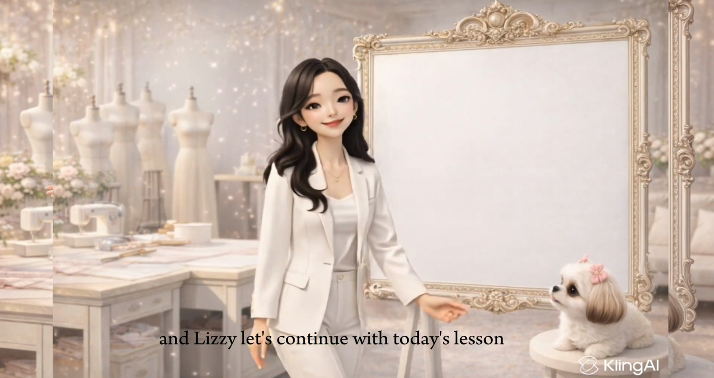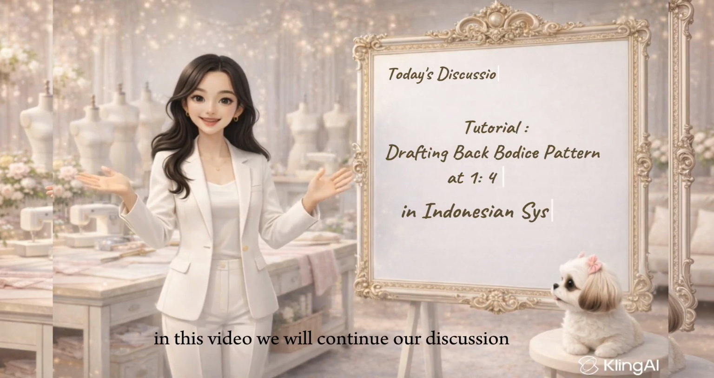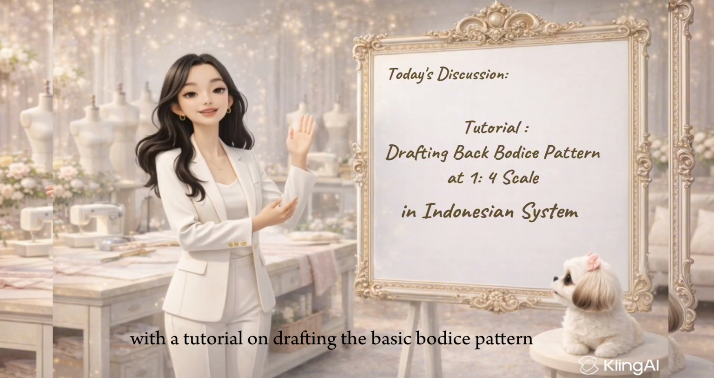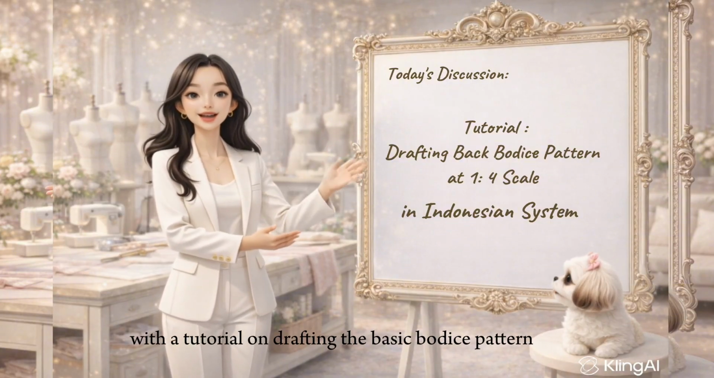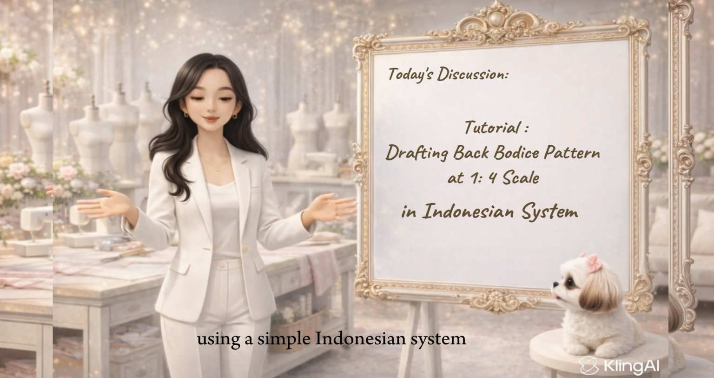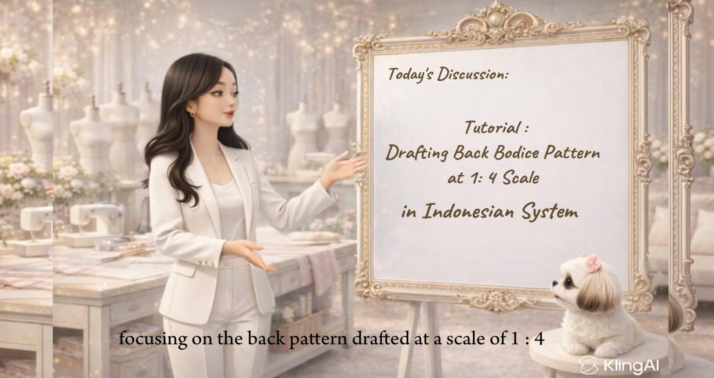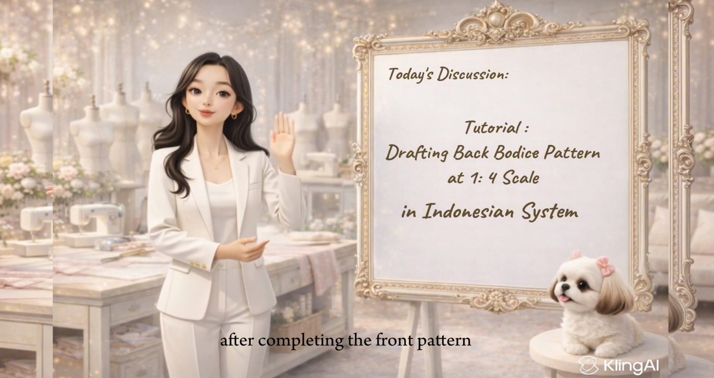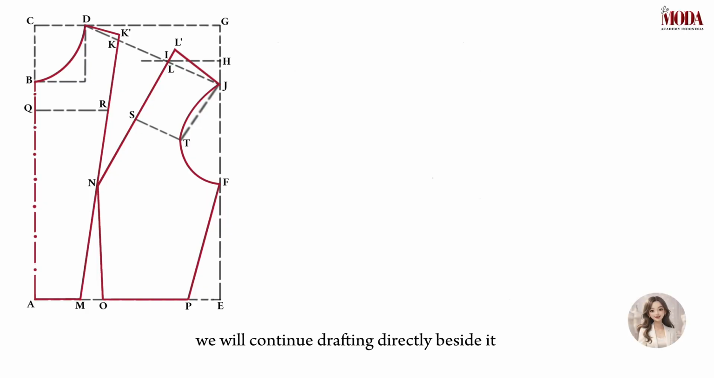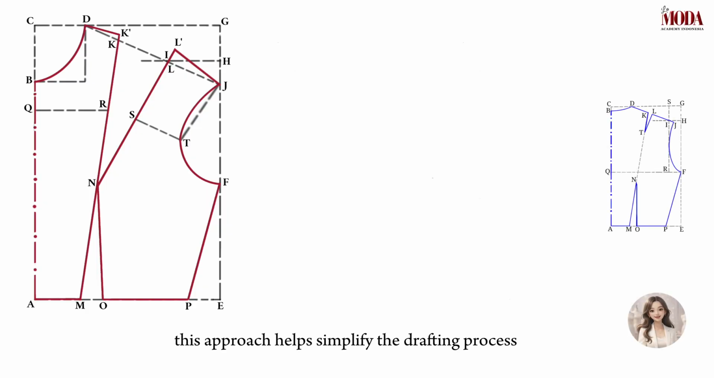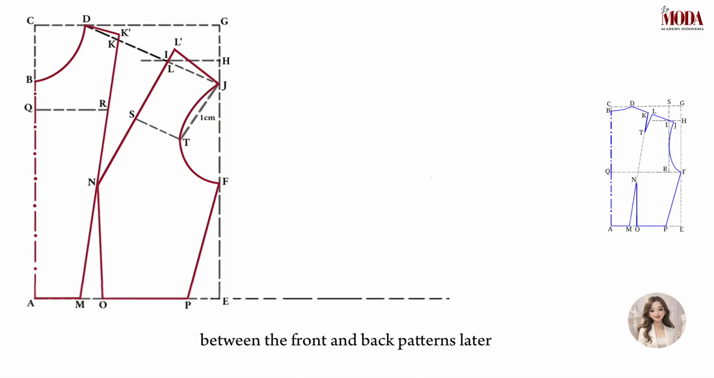Let's continue with today's lesson. In this video, we will continue our discussion with a tutorial on drafting the basic bodice pattern using a simple Indonesian system, focusing on the back pattern, drafted at a scale of 1 to 4. After completing the front pattern, we will continue drafting directly beside it. This approach helps simplify the drafting process and makes it easier to check the measurements between the front and back patterns later. First, we extend the existing guideline along the waistline.